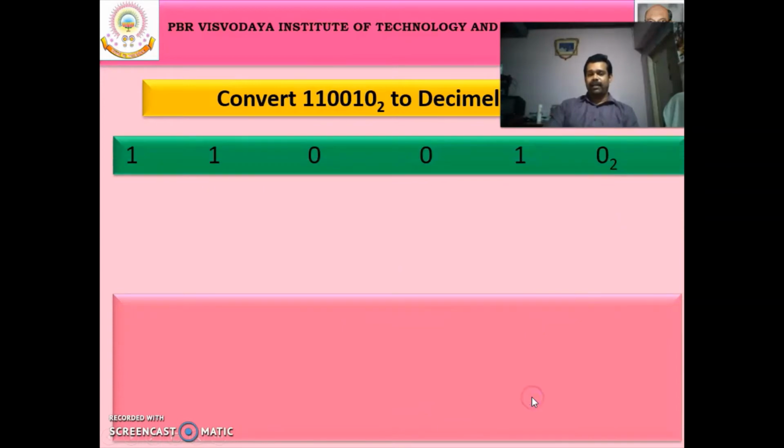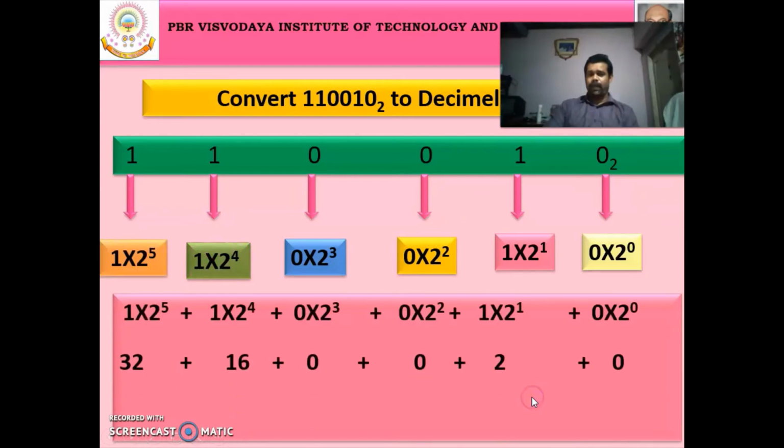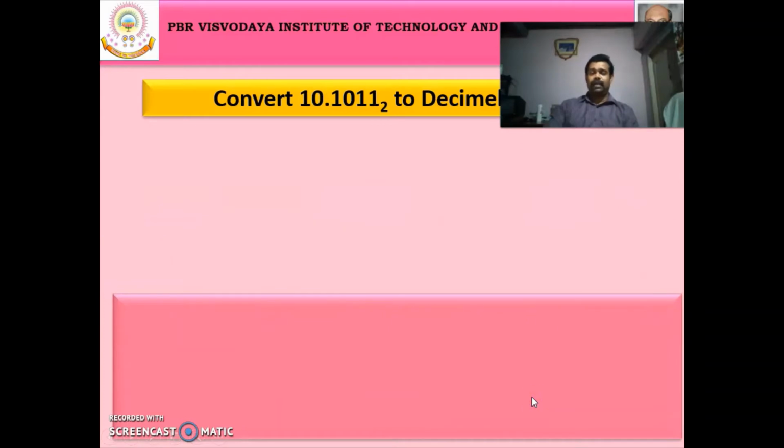Then another similar example. First we have written it, then we have multiplied each digit with its positional weight, and then we have added. So finally we have got 50. Till now we have seen problems only having a whole number part.